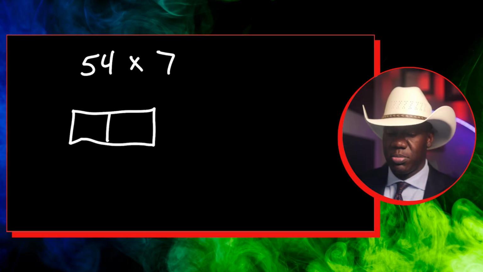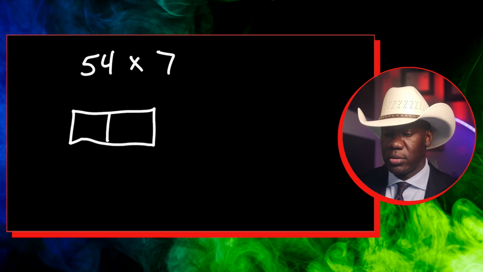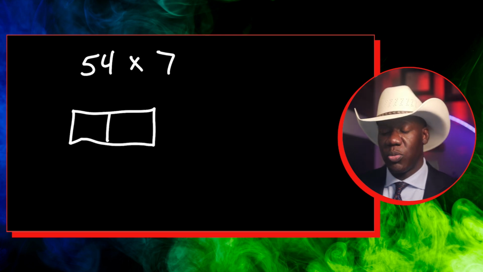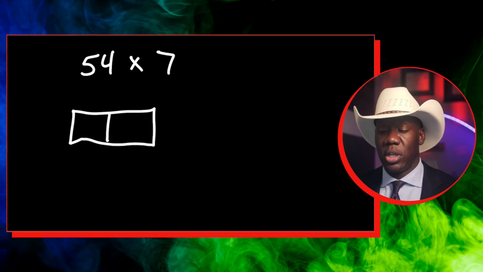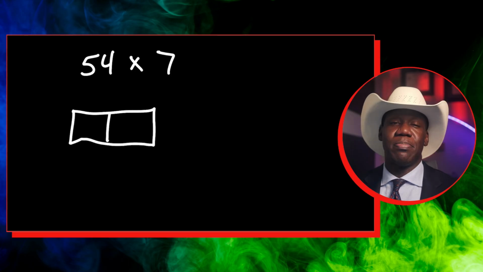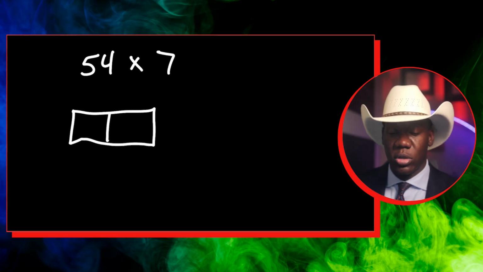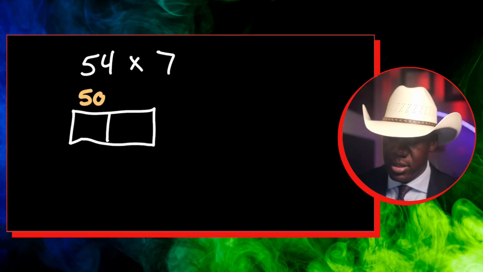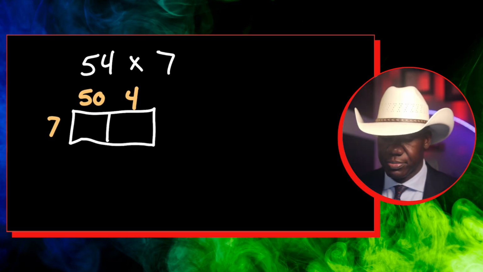So this box has 2 columns and 1 row. Now that we have our box drawn, we're going to break our numbers apart. For my double digit numbers, we're going to put them in expanded form. So 54 turns into 50 plus 4. And our 7 is just 7.